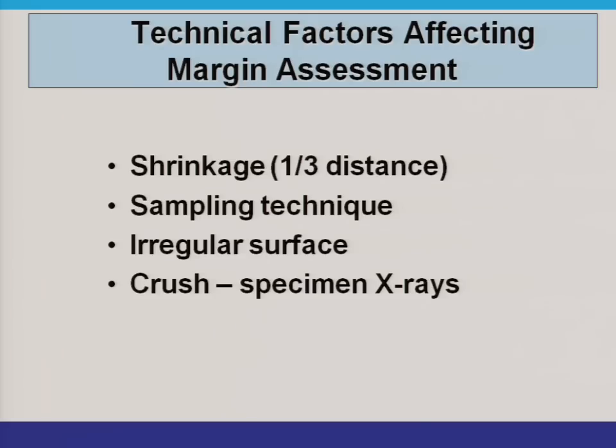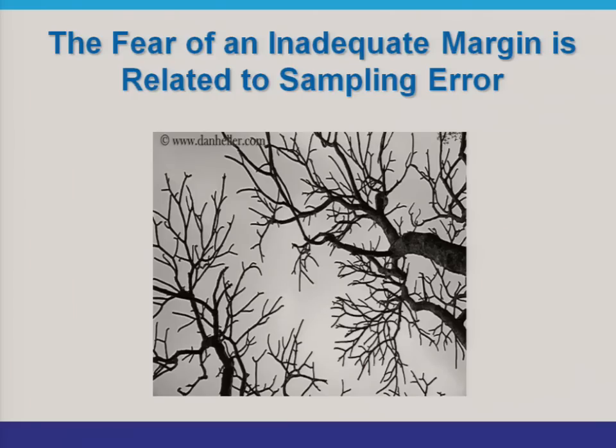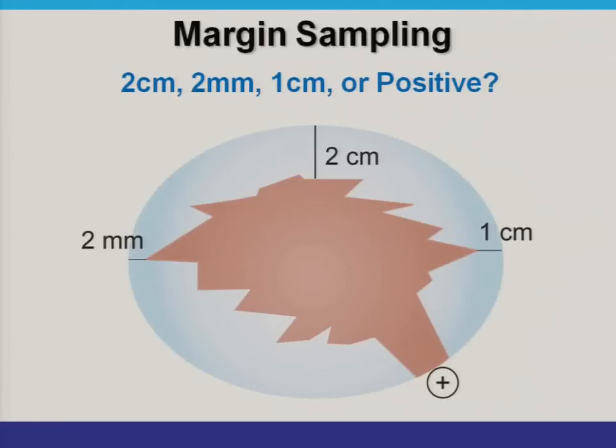And I realized that the way they were reporting the specimen and how they were handling it was very different than where I had been for 20 years. So I actually started to take a trip with my specimen and see how do they handle, what are they doing to my specimens, why is this so different? And the fear is of an inadequate margin related to sampling. So we saw how you could look at this a lot of different ways and come up with 2 centimeter, 2 millimeter, or a positive margin depending on where you took your slices.